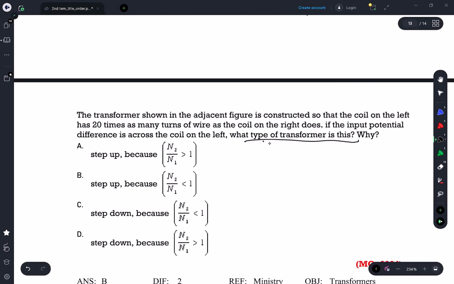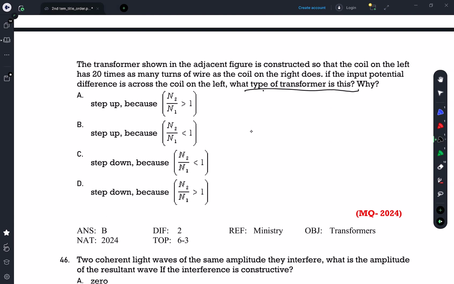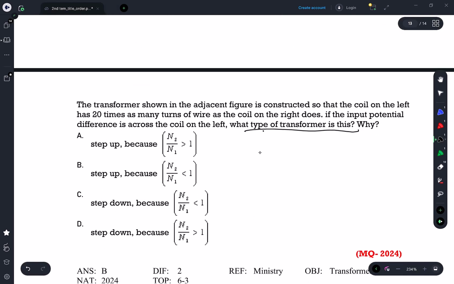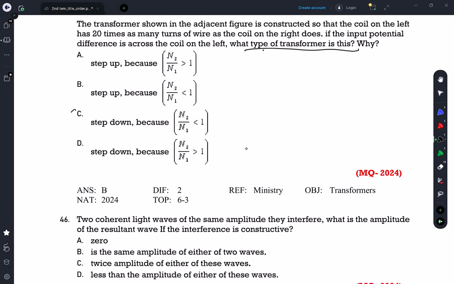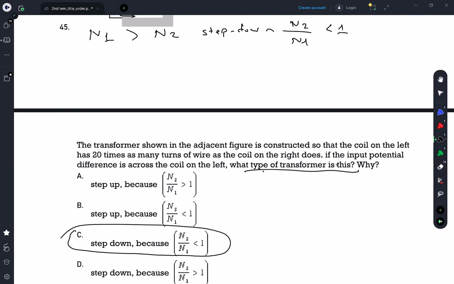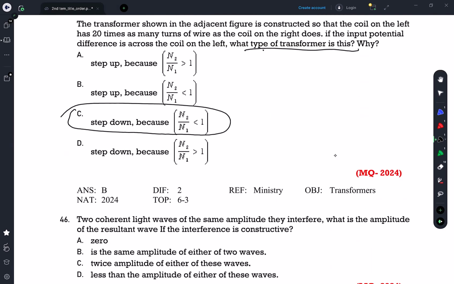So the answer is going to be N2 divided by N1, step down transformer. It is marked as step up, but it is going to be a step down transformer, N2 is less than N1. Let's check it once again. The one on the left is the input potential on the left. So V1, N1, V2, N2, and for a step down transformer, N2 is less than N1. So the answer key must be changed, it must be C.